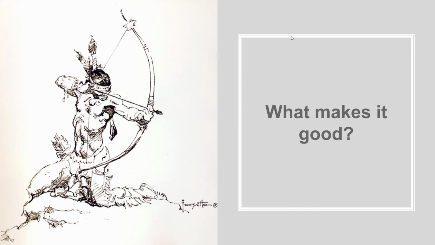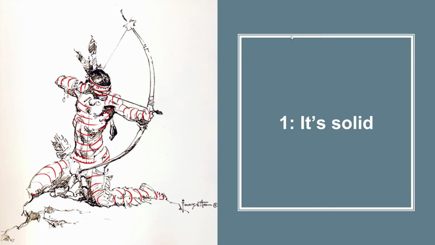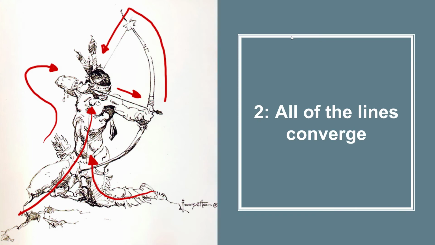So we see someone ready to fire an arrow, maybe an ambush of some kind, but let's start looking at all the lines that are putting this together. So for one, it's solid. We can tell the way that it's fit together. It feels like tubes and not flat, noodly things. Okay, so solid is step one. That's good. But all the lines are moving towards the same direction, something I think is really cool.